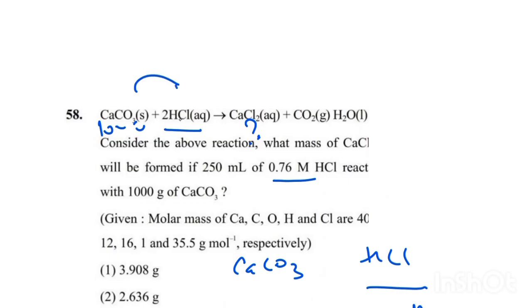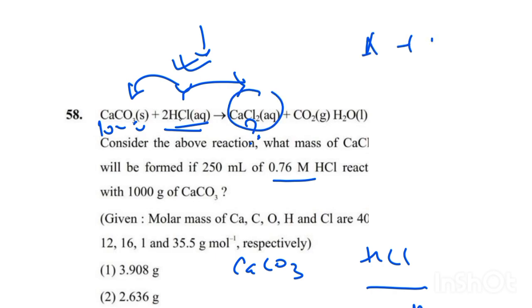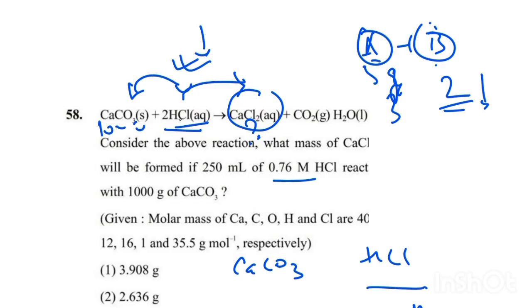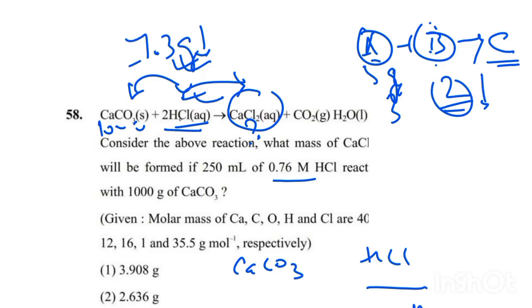Now when two reactants are given, we have to find the limiting reagent, which is present in less amount. If it is present in less amount, it will decide the quantity of CaCl2. For example, there are two reactants A and B. A is present in 5 gram. Suppose 1 mole A requires 1 mole B. Now suppose A is 3 mole and B is 2 mole, so B is less. So the amount of B will decide the quantity of C produced, because B is used up first. So here HCl is the limiting reagent and its weight comes out to be 7.3 gram.